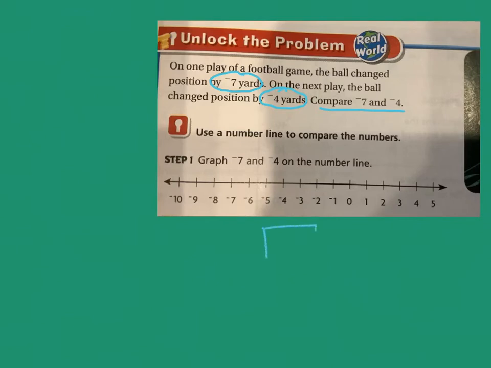And if we need to draw the football field, that is a football field, by the way. They started here and they lost 7 yards. And in this next scenario, they started, well, let's use the same. Maybe that will be less confusing. We'll use a different color. On the second play, they started here and lost 4 yards. Not as much yards lost, but still yards lost.